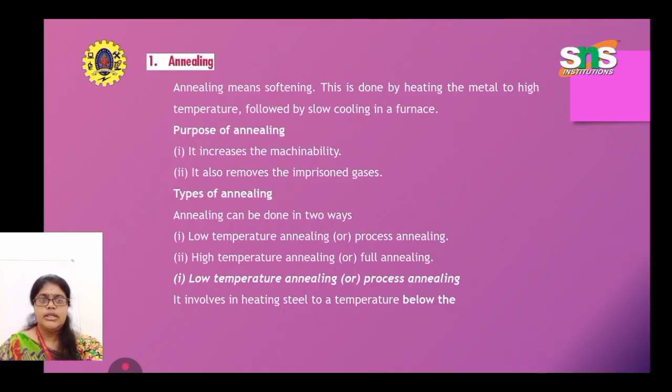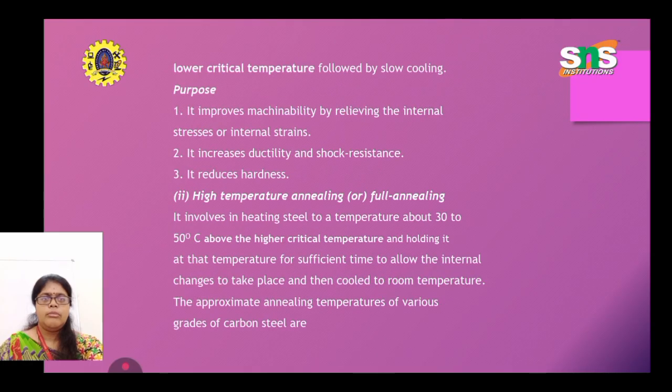There are different types of annealing according to the temperature that is used: low temperature annealing and high temperature annealing. Low temperature annealing involves the heating of the steel to a temperature below the lower critical temperature. What's the purpose? It improves the machinability, increases the ductility, and reduces the hardness.